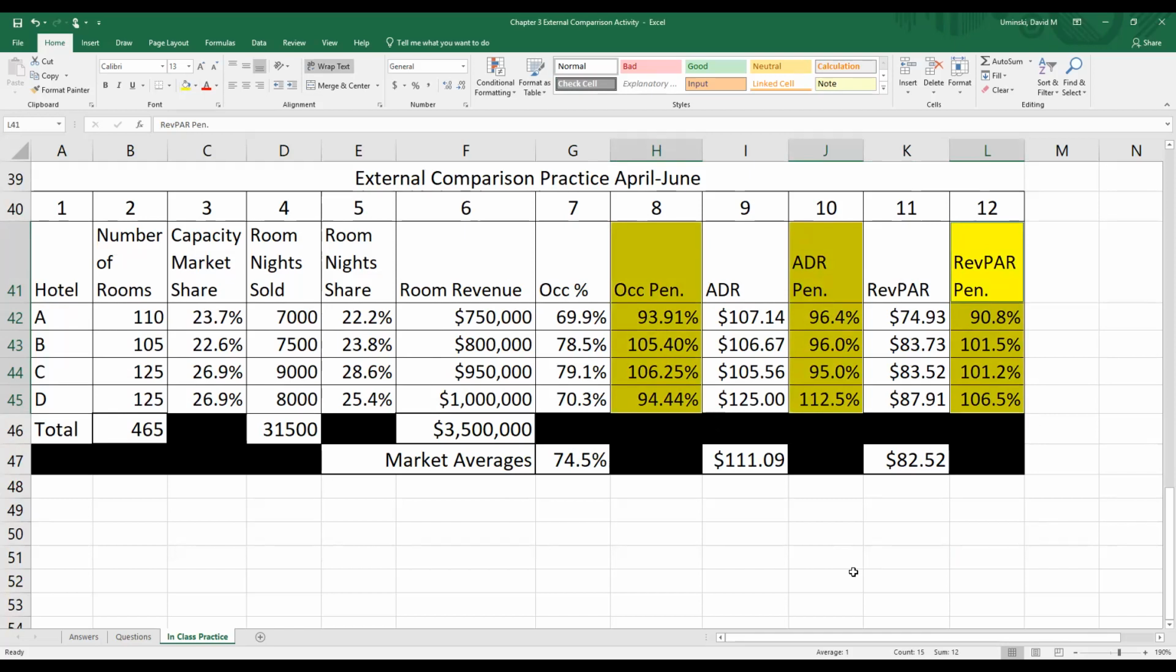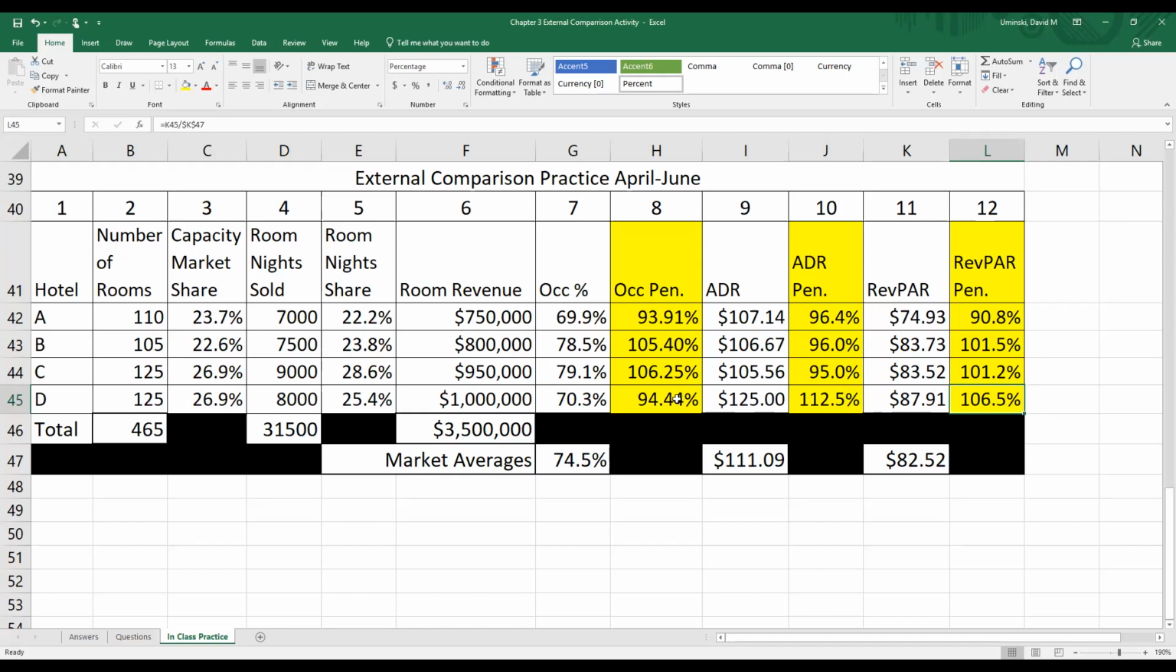Okay, we can see which hotel performed the best in occupancy was Hotel C at 106% of the average. Hotel D was the highest at ADR. And then revenue per available room is Hotel D again, okay?